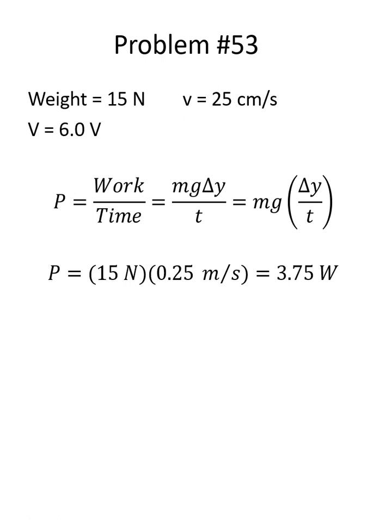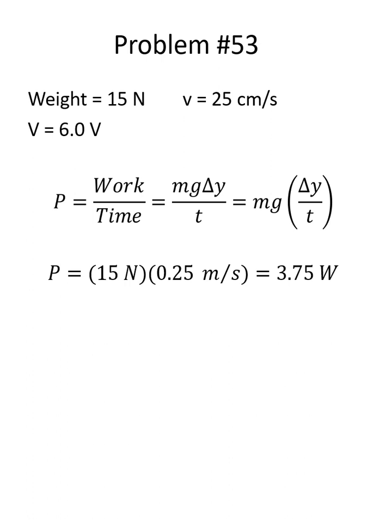I've written down the given information. The weight that it's lifting is 15 newtons. It's lifting it at a speed of 25 centimeters per second, and the potential is 6 volts. Well, let's think about, from last semester, the idea of the power in lifting something. Power is work over time. And if we're lifting a weight up some height, then remember that work is mg times the change in height. And then we're dividing by time.